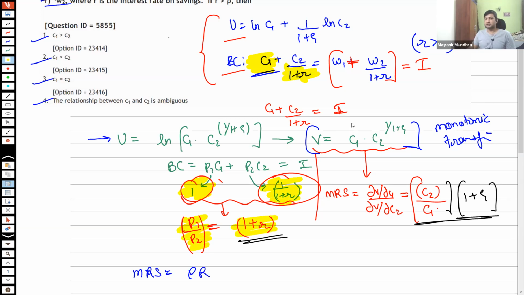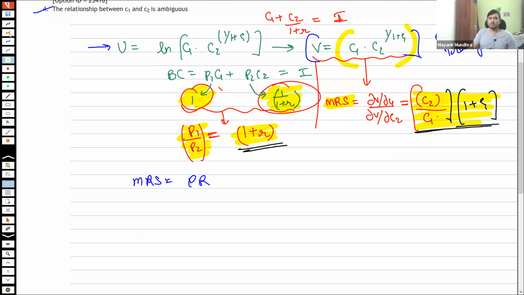And the MRS, when you partially differentiate with C1 and with C2, you get this value, C2 into 1 plus rho upon C1. So when I equate my MRS and price ratio, what I get is 1 plus R must be equal to C2 by C1 into 1 plus rho. Right, so C2 by C1 equals 1 plus R upon 1 plus rho.